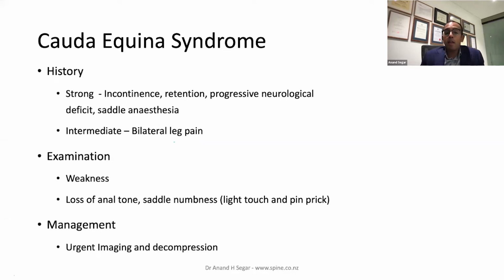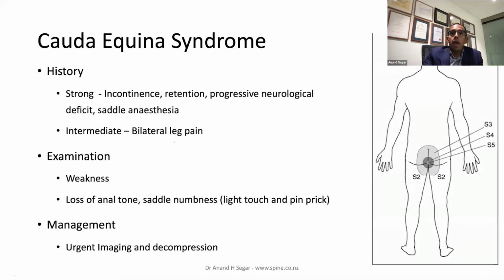If they have bilateral leg pain, that may be cauda equina, but there could be other causes. The most important history features are the ones there: incontinence, retention, deficit, and anesthesia. They have weakness, they have loss of anal tone, and they have saddle numbness when it's severe, and that's the light touch and pinprick. And the management is urgent imaging and decompression if appropriate. And saddle anesthesia is S1, S2, S3, just around the perianal region.